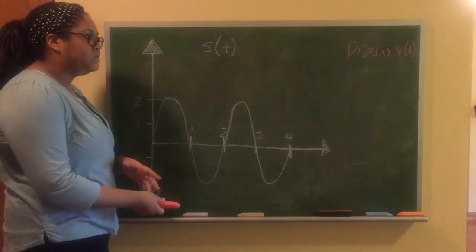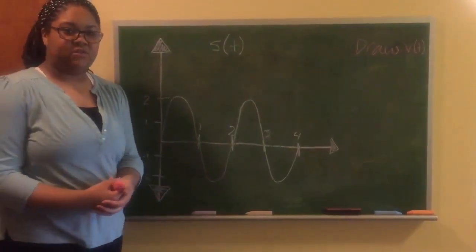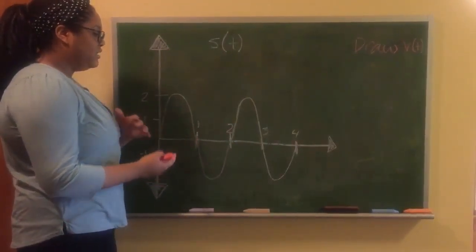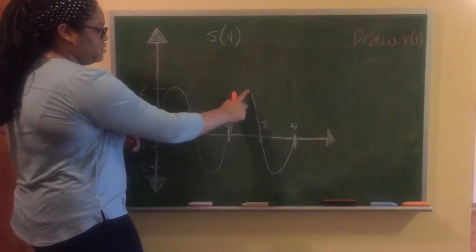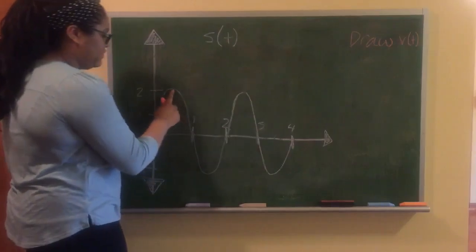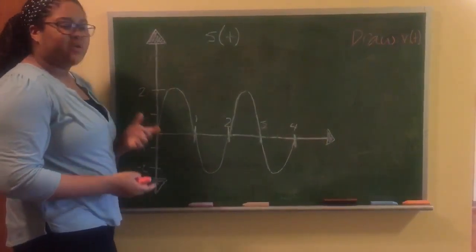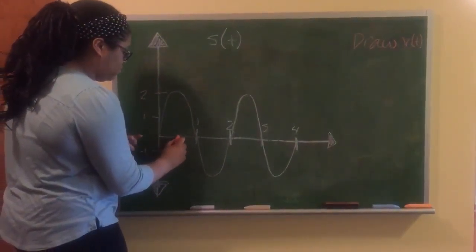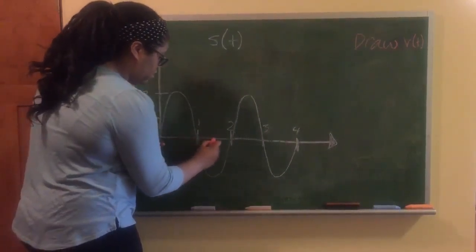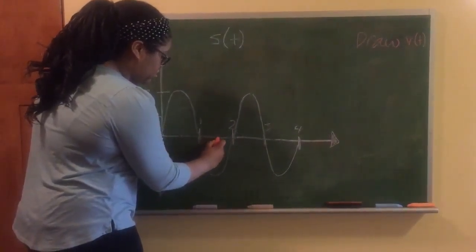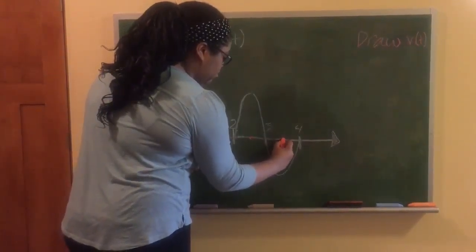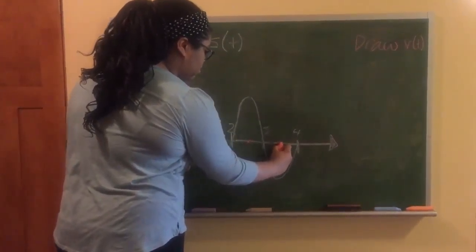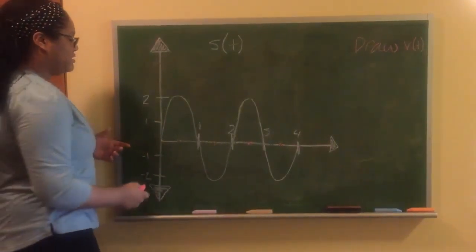So now we're going to draw the derivative when given the position function. So you see here that we have relative extrema. The easiest points to start with are the relative extrema because we know that the derivative is going to be 0 at these points. So we can draw in the points for the zeros. And then from there, it's fairly simple.